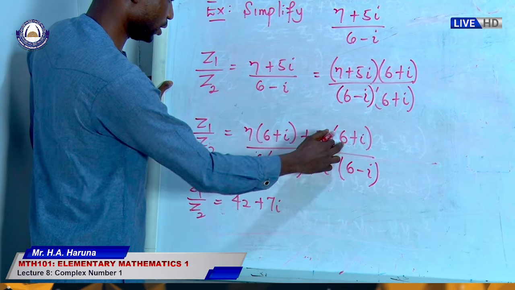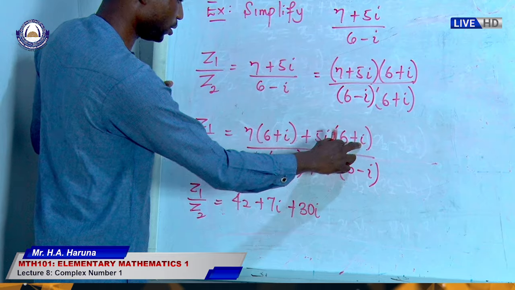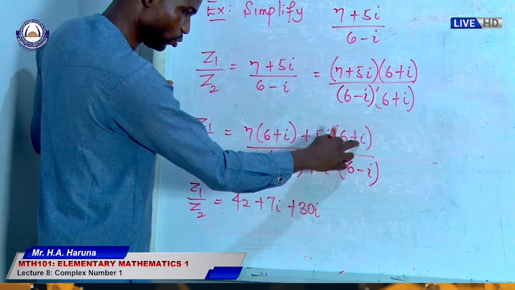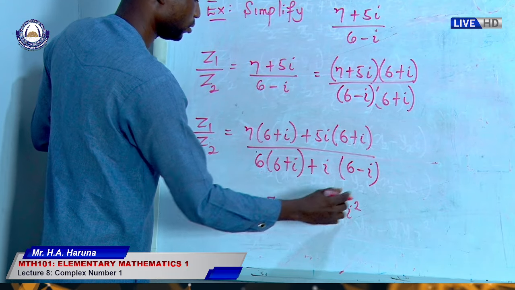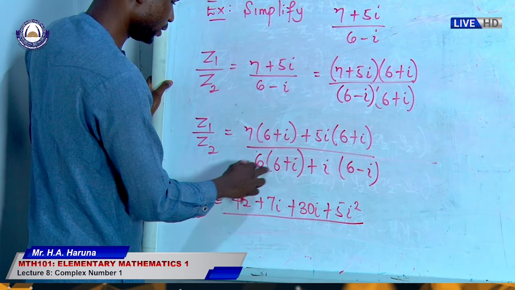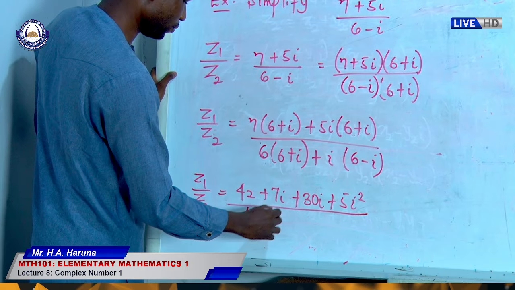Okay, 5 times 6 is 30, so you have 30i. Then 5 times i is 5i squared, that's what you have. Over, 6 times 6 gives me 36. Then 6 times i, you have 6i.